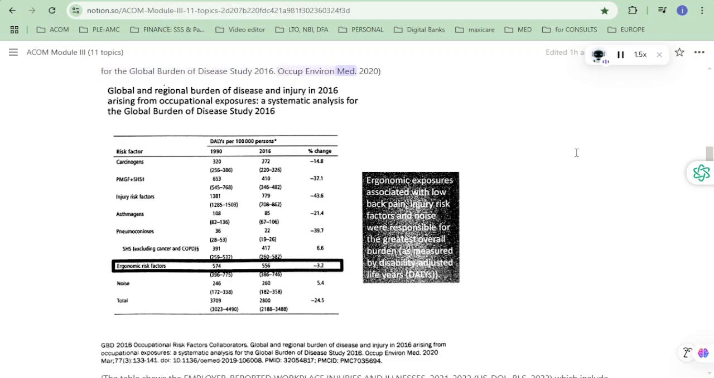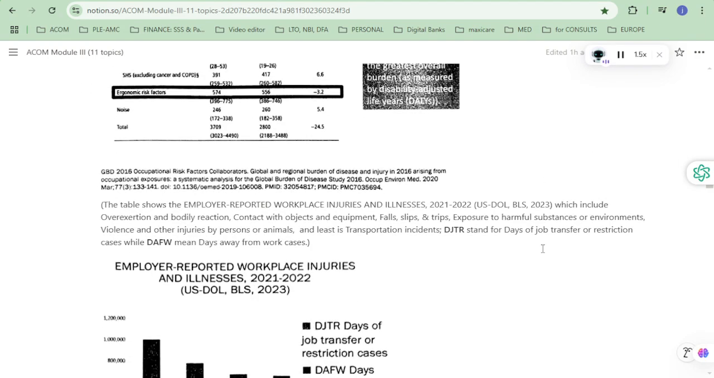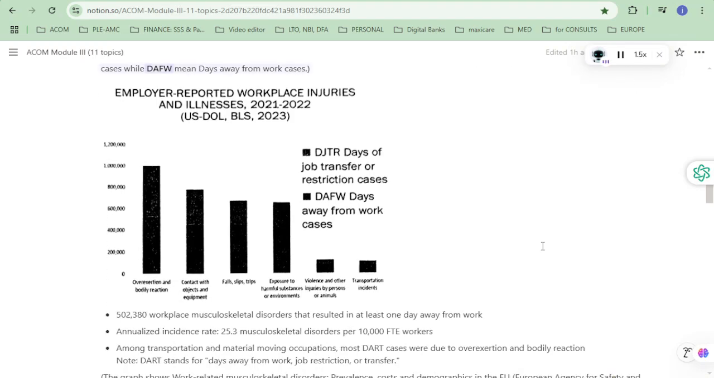Occupational Environment, 2020. The table shows the employer-reported workplace injuries and illnesses, 2021 to 2022, USDOL, BLS, 2023, which include overexertion and bodily reaction, contact with objects and equipment, falls, slips, and trips, exposure to harmful substances or environments, violence and other injuries by persons or animals, and least is transportation incidents. DJTR stands for days of job transfer or restriction cases, while DAFW means days away from work cases.